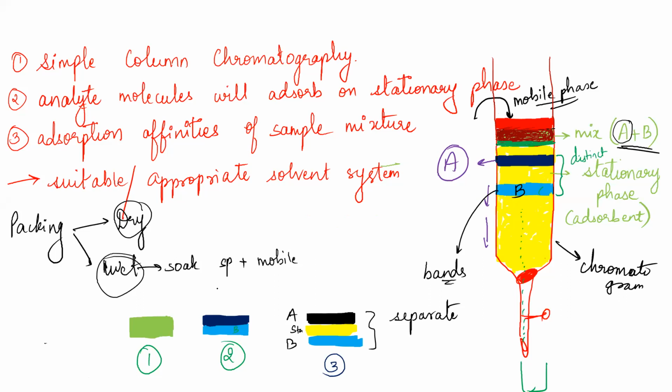The column is now washed. Okay, because they can't stay like this forever. So you keep on washing. What do you mean by washing of column? You keep on adding more and more mobile phase. So this B band will keep on coming down.